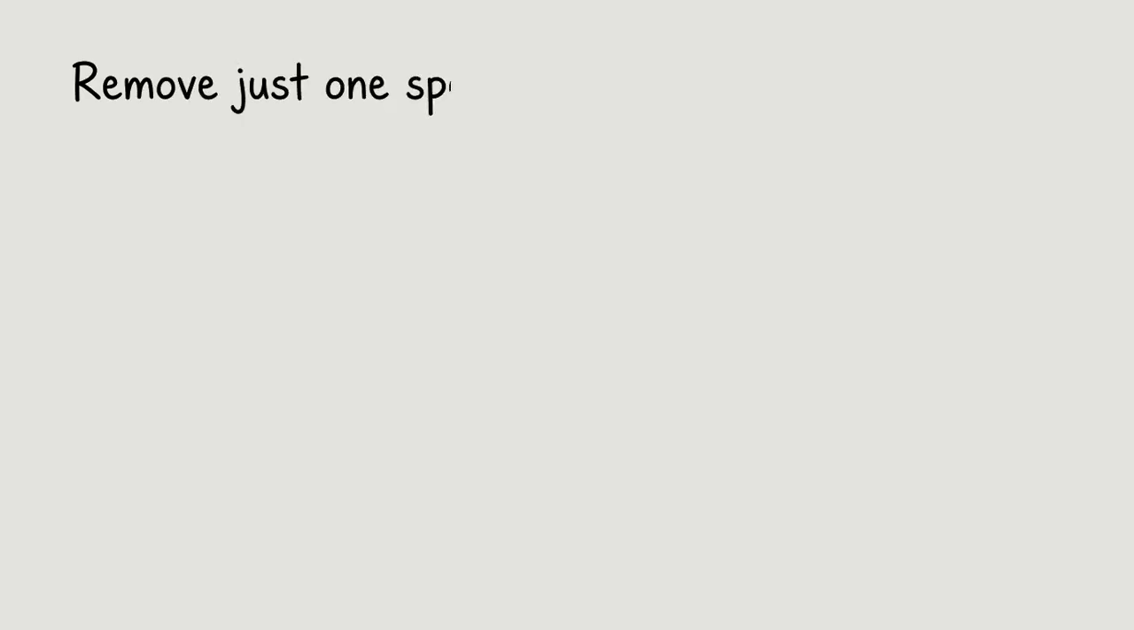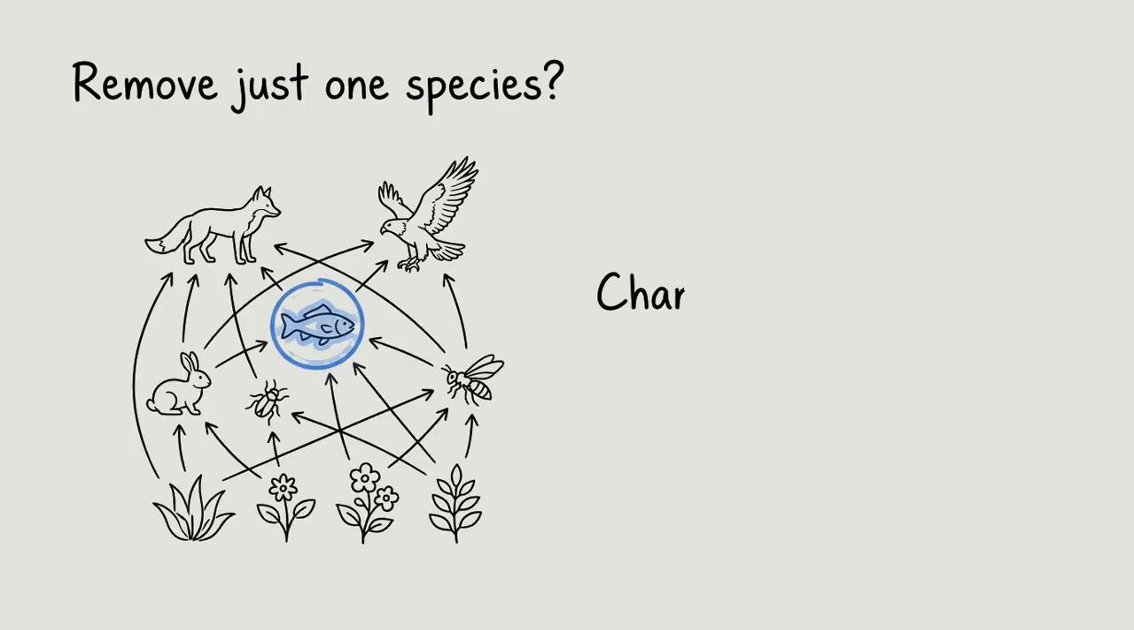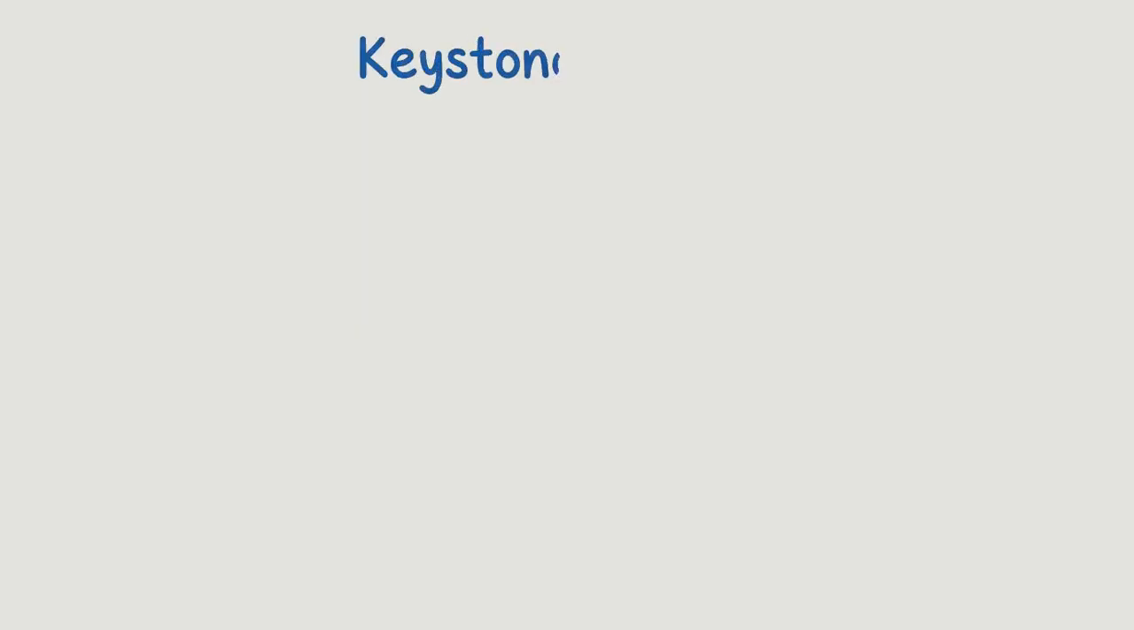What if you remove just one species from an ecosystem? Not the biggest one, not the most common one, just one. Can that really change everything else? In many ecosystems, the answer is yes. That idea is captured by something called a keystone species.